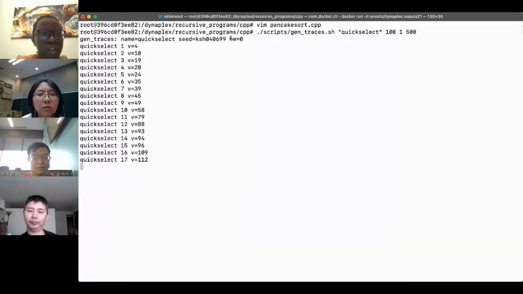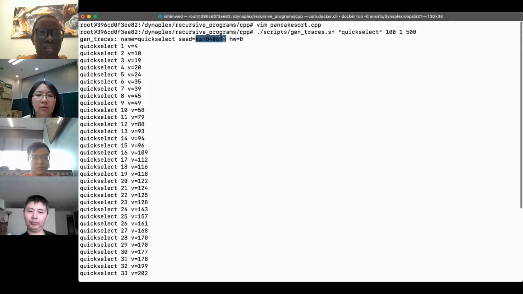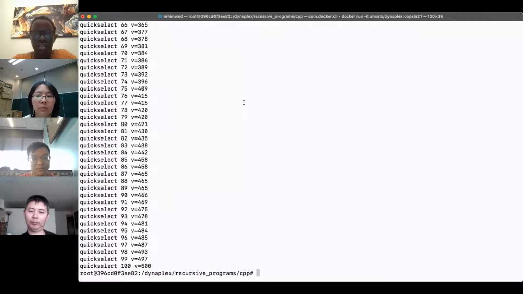In this case, we have a seed which is saved for reproduction purposes, and that's taking longer than I thought. And we generate traces which are then saved.